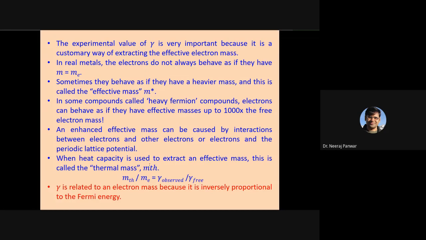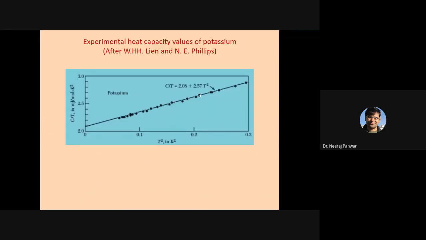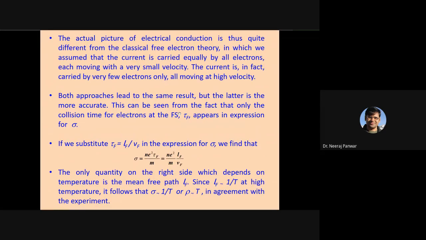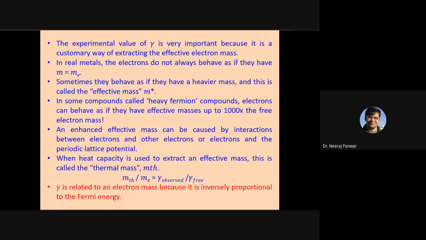So when heat capacity is used to extract effective mass, this is called the thermal mass, denoted by M thermal. That is the experimental observation, and that is related with the effective mass, that is related with the mass of the electron as M thermal divided by Me is equal to gamma, that is observed experimentally from this graph, to the ratio gamma for free electron.